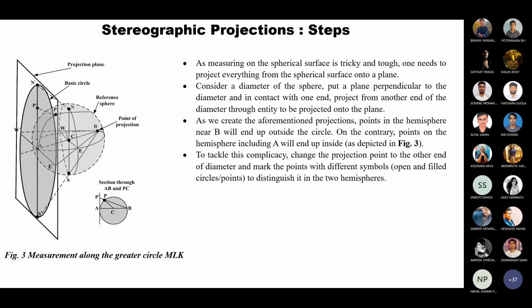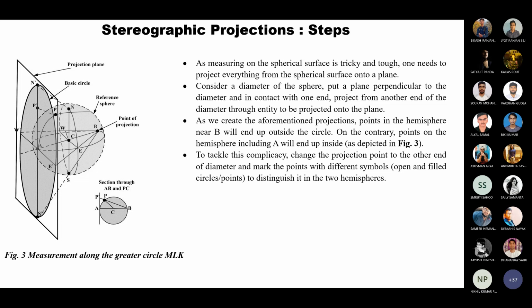Now, other steps: measuring on a spherical surface is tricky and really tough, so one should be very careful and needs to project everything from the sphere surface onto a particular plane and consider the diameter of the sphere. Put a plane perpendicular to the diameter and in contact with one end, and project from the other end of the diameter through the entity to be projected onto that particular plane.